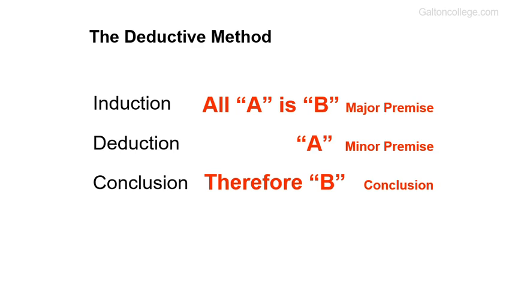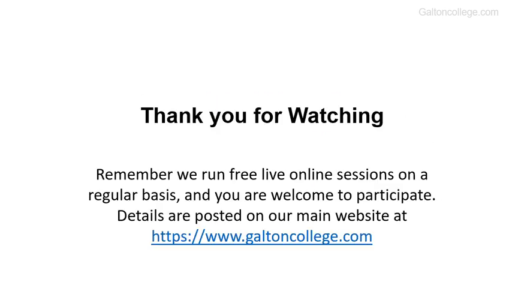So we got all A is B by induction, and then we deduced from A down to the conclusion B. And that's all we're going to deal with here.